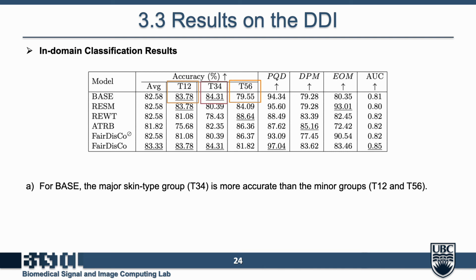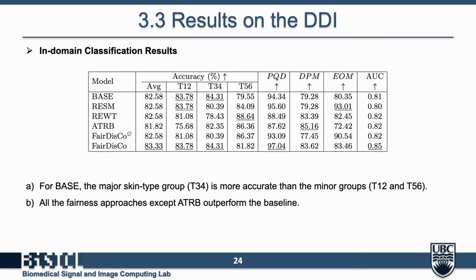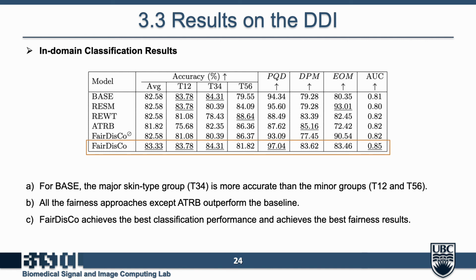For the baseline, the major skin type group T34 is more accurate than the minor groups T12 and T56, showing it ignores the underrepresented groups. Besides, all the fairness approaches except attribute-aware algorithm outperform the baseline. And our model FairDisCo achieves the best classification performance and fairness results. Its superior performance compared with FairDisCo without contrastive learning further demonstrates that the contrastive loss plays an important role in learning a better semantic representation.